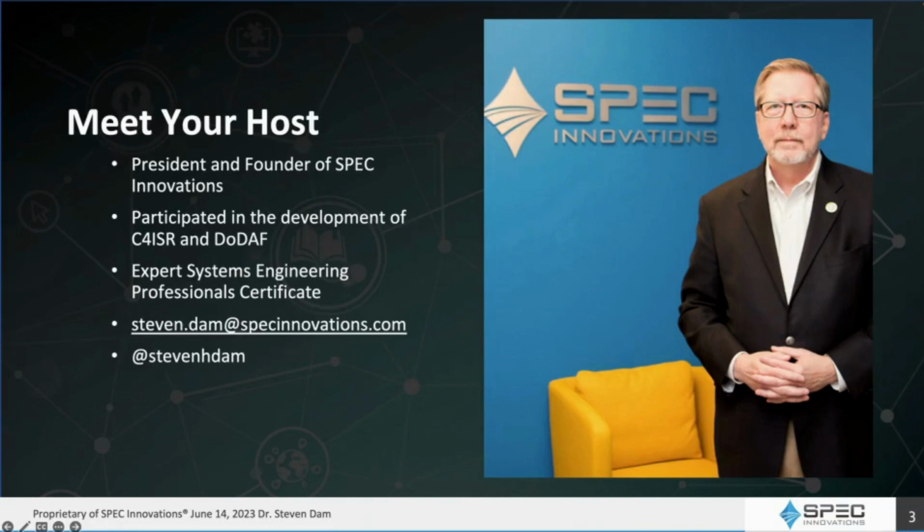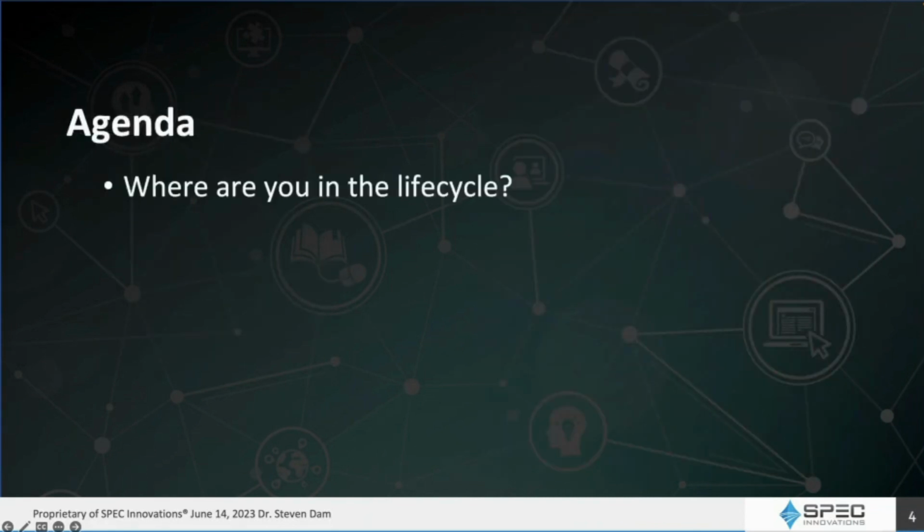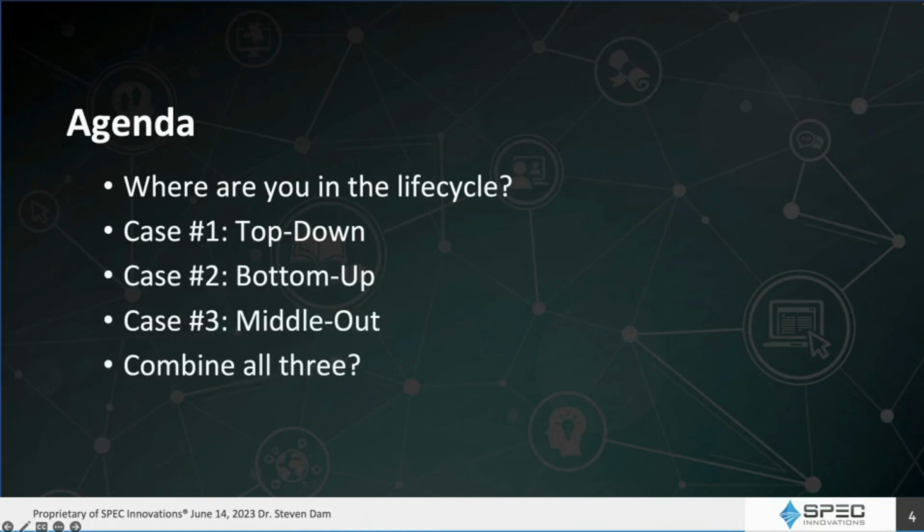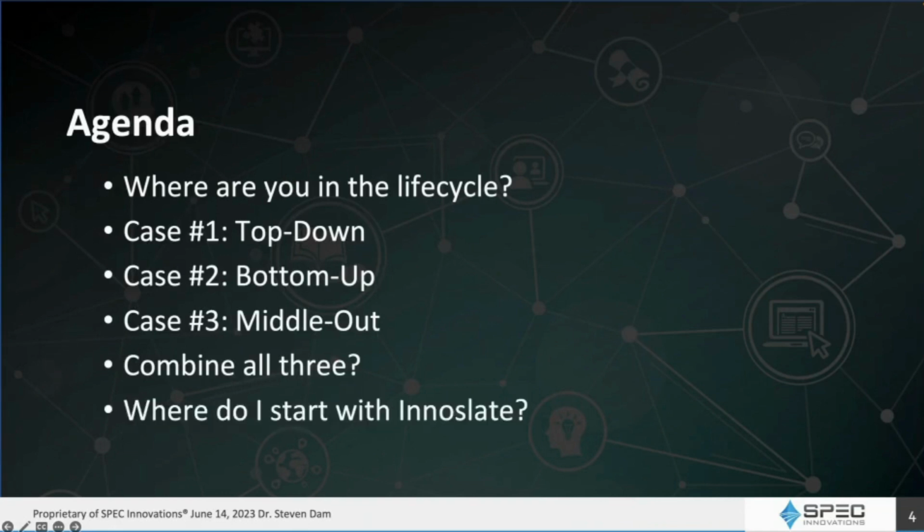Thanks, Taylor. So let's go through our agenda for today and talk about where you are in your life cycle. That's the first question you're going to ask yourself before you know where you're going to start. Then we're going to go through cases. The first one will be a top-down case, and we'll do a bottom-up and middle-out. And then you might even want to try to combine all three, depending on what you're doing. So we'll see how that works for you. One more thing: we're going to talk about where to start with Innoslate itself. A lot of people have two questions, right? They're asking, where do I start my project, and how do I start with Innoslate? So we're going to give you both today.